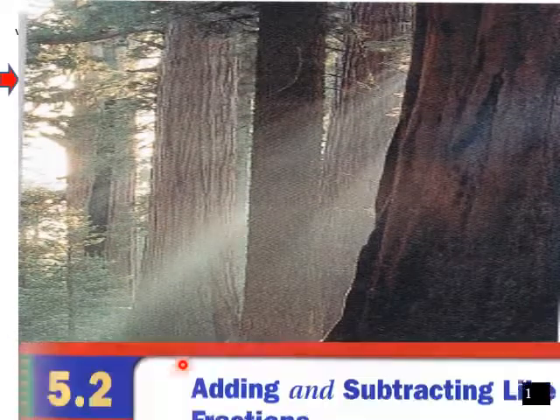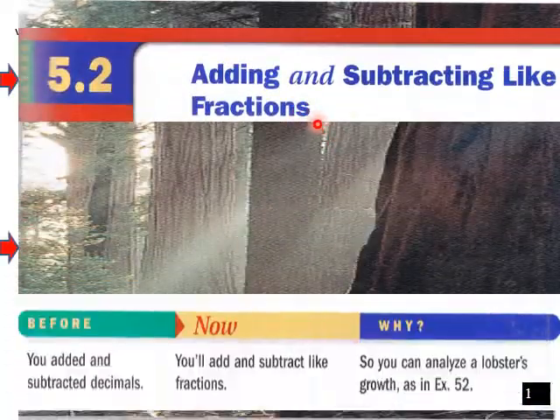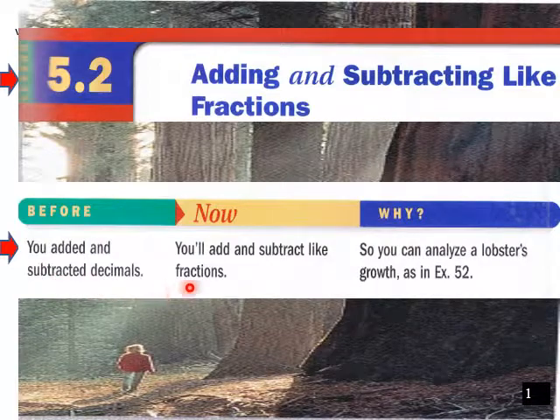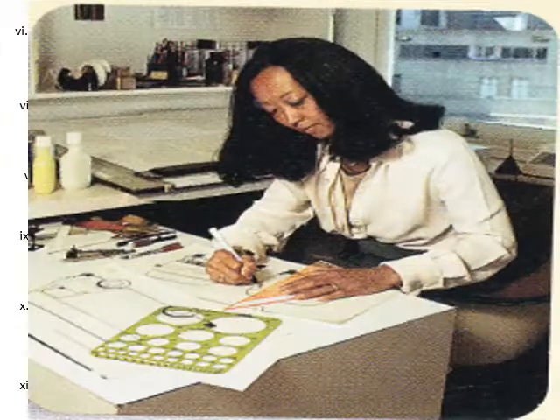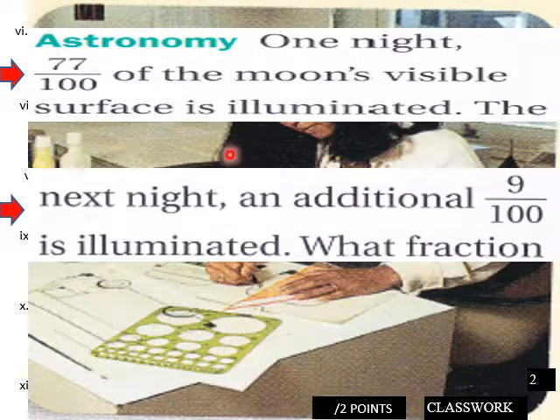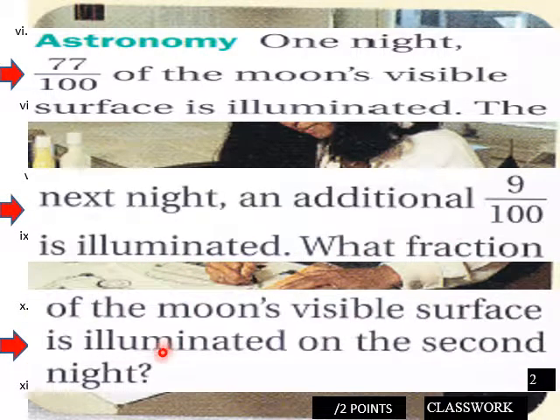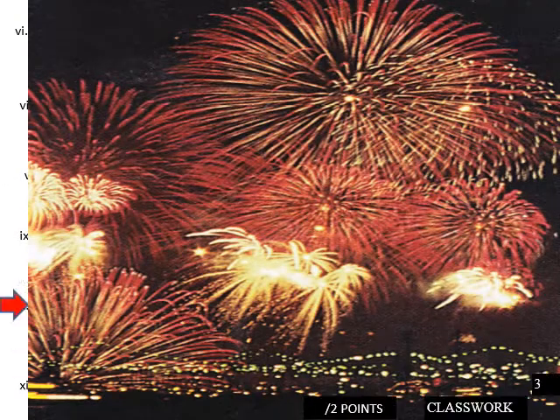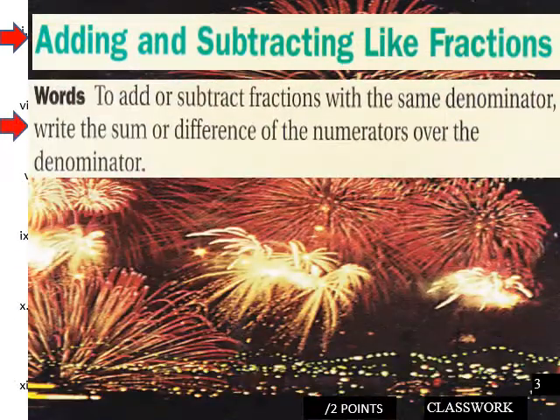Okay, into our lesson: adding and subtracting like fractions. You add and subtract decimals, and you add and subtract fractions. So, 77 over 100 of the moon's visible surface is illuminated. The next night, an additional 9/100ths is illuminated. What fraction of the moon's visible surface is illuminated on the second night? That is the question of the lesson: adding and subtracting like fractions.